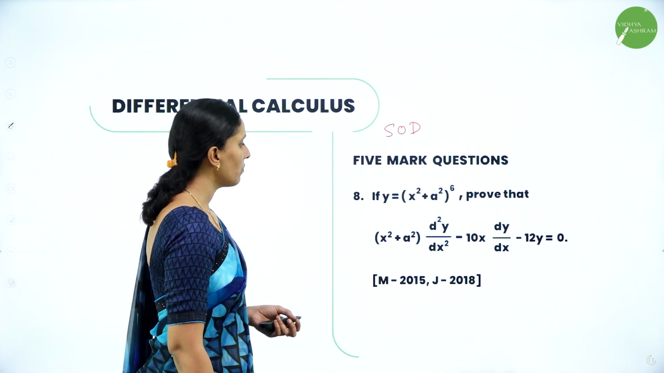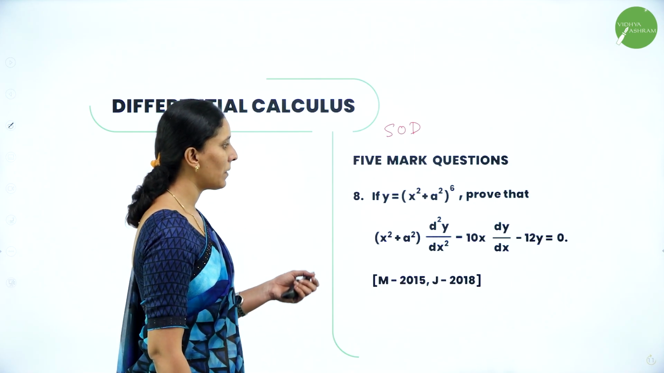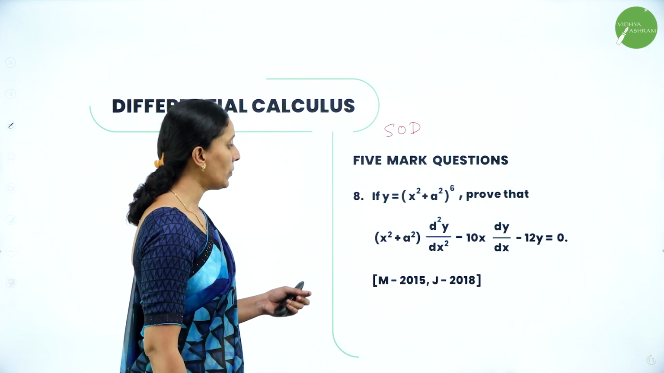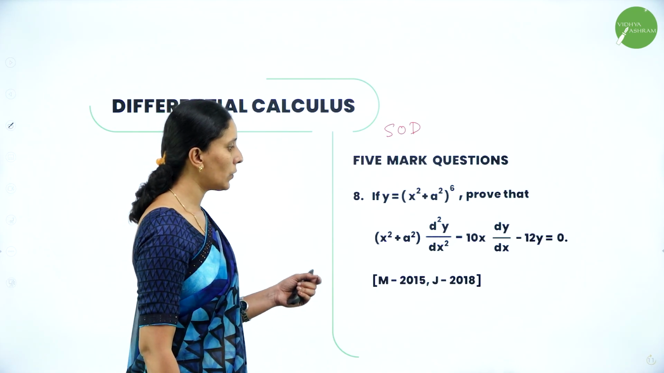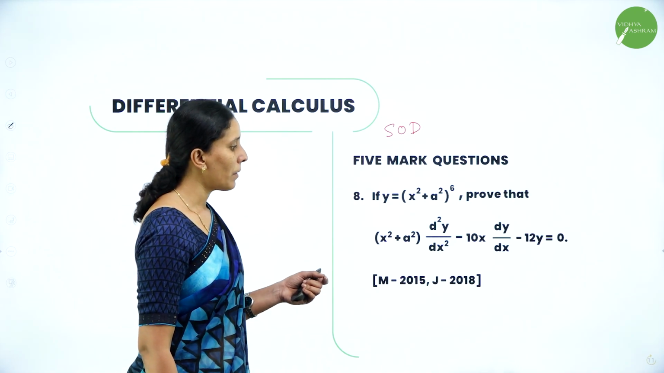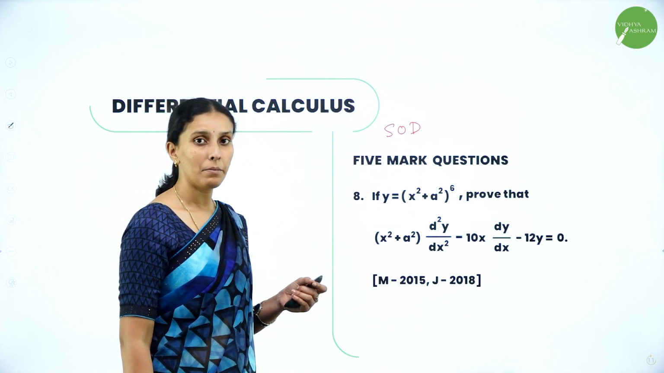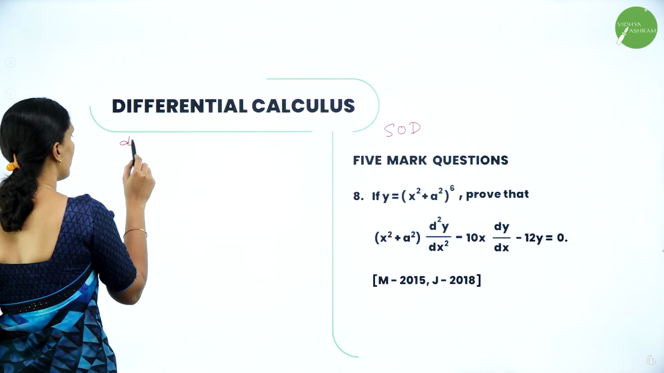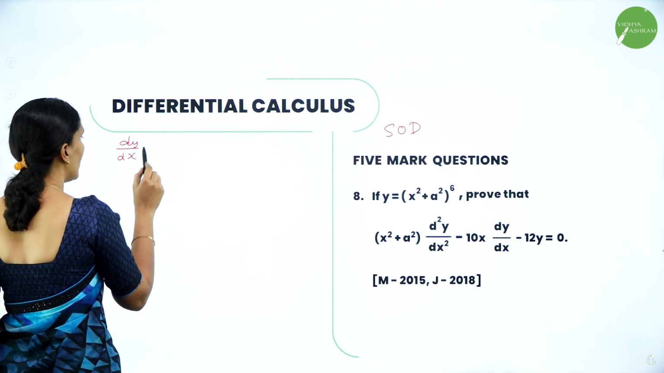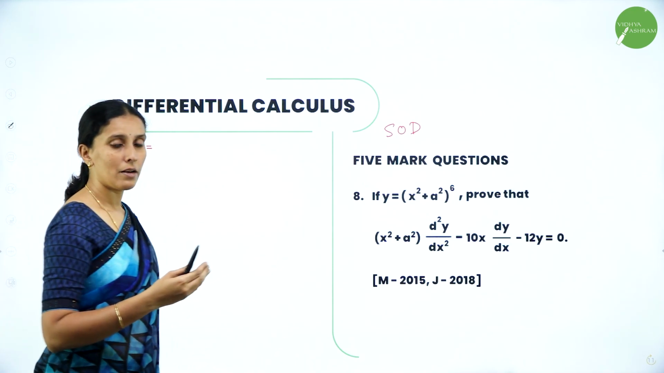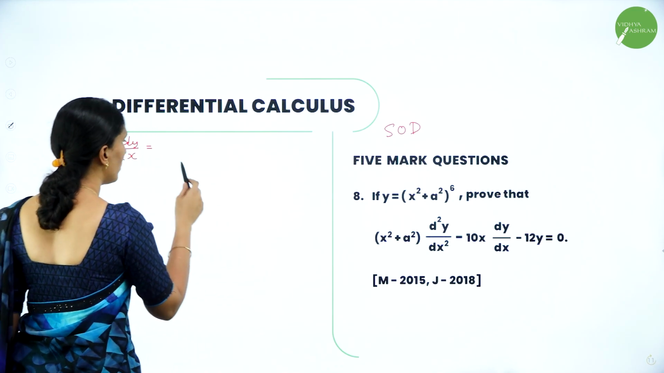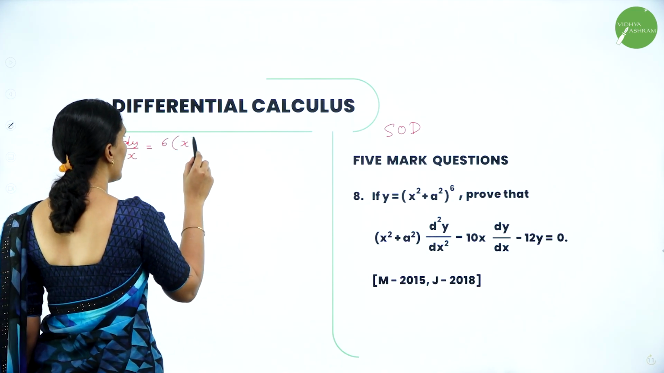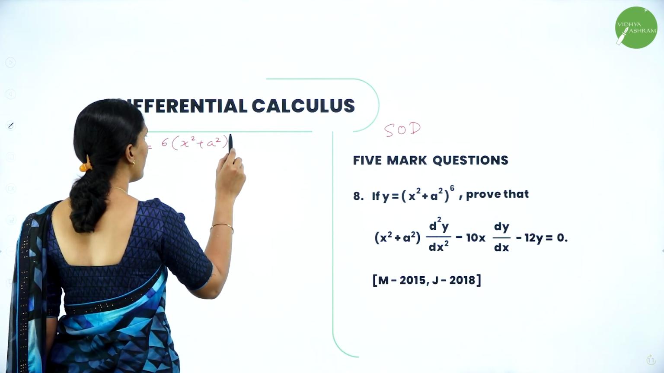So the first question we have y is equal to (x square plus a square) whole power 6. Prove that (x square plus a square) into d square y by dx square minus 10x into dy by dx minus 12y is equal to 0. So let us find dy by dx. dy by dx will be, x power n means n into x to the power n minus 1, so this becomes 6 into (x square plus a square) whole power 5.